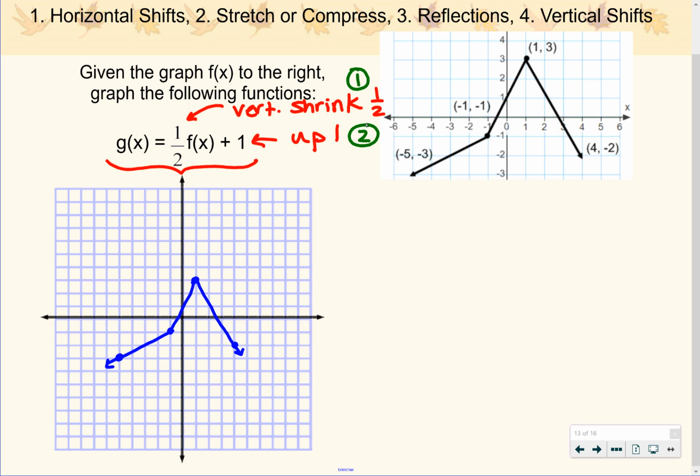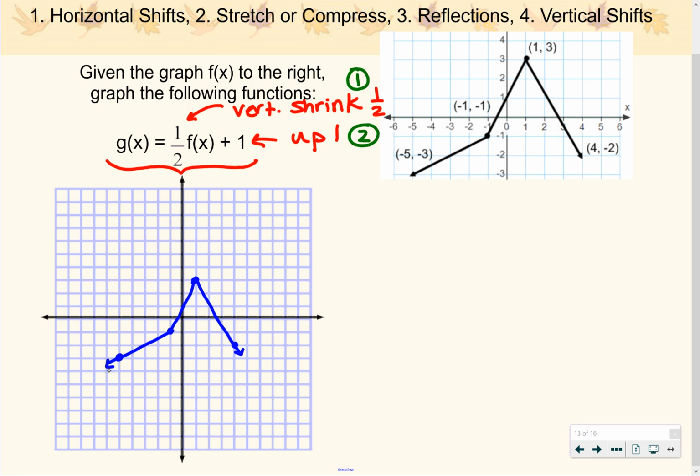Okay, to perform any stretches or compresses, think about the taffy we talked about yesterday. If it's vertical, you're going to pull it away from the x-axis or push it towards the x-axis. If it's horizontal, you're going to pull it away from the y-axis or push it towards the y-axis. In this case, it's a vertical shrink. So I'm going to take my points and push them towards the x-axis half the distance. That's what this does.